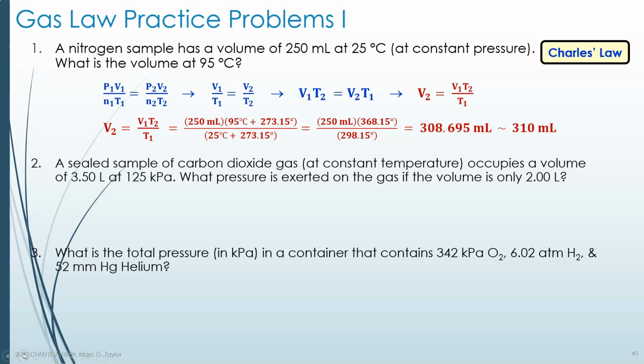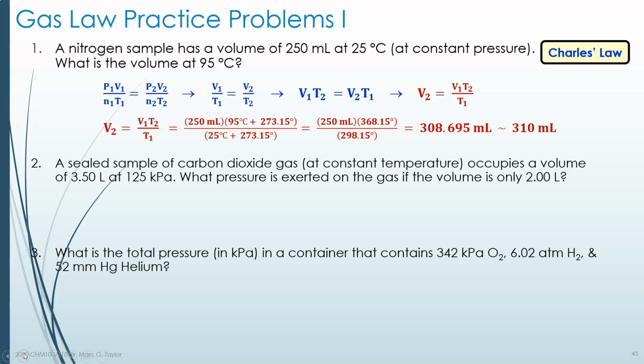Looking at the second problem, a sealed sample, so we know for sure that n is not changing, of carbon dioxide gas at constant temperature, so we know temperature is not changing. That only leaves volume and pressure. It occupies a volume of 3.50 liters at 125 kilopascals. So we're given the initial volume and the initial pressure. What pressure is exerted on the gas if the volume is only 2.00 liters?